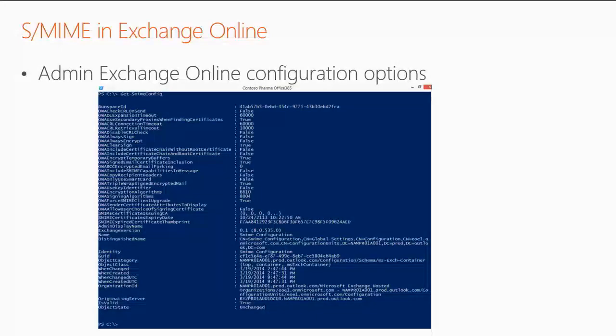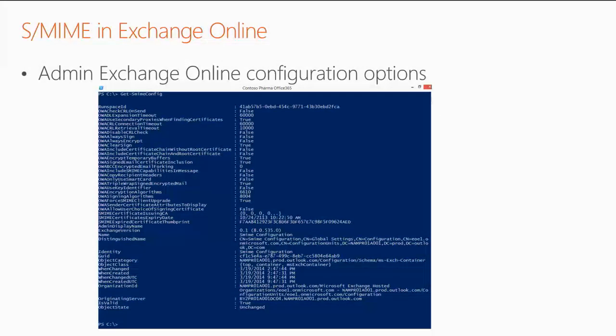I'm not going to pull up PowerShell here, but I did take a screenshot that I wanted to put on the slide. The Exchange administrator can also configure some default settings, such as always encrypt this message, or always sign the messages that are sent within my organization, so that the end user really doesn't have to worry about it.